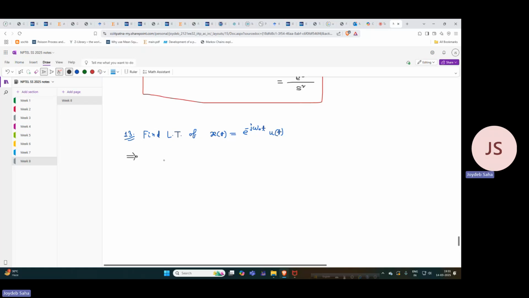It is very simple. Okay, got it. Simply do it. If we have u(t), its Laplace transform is 1 upon s.